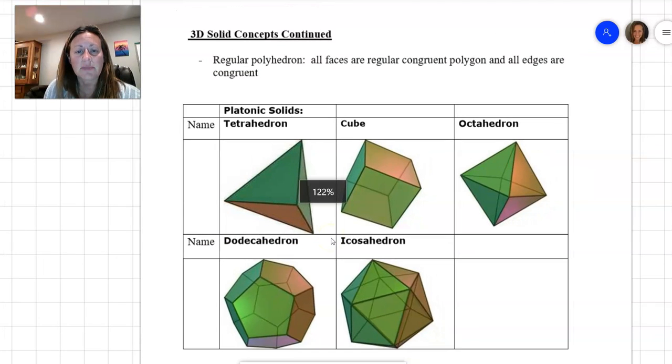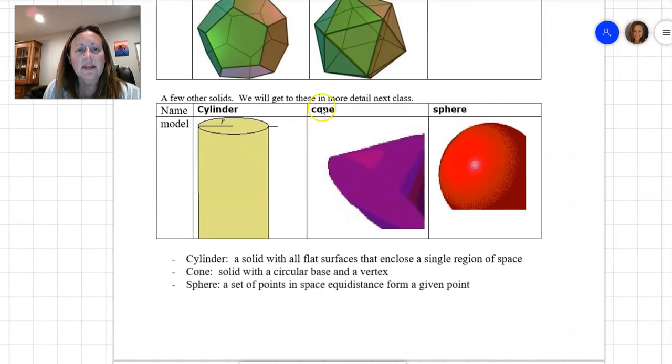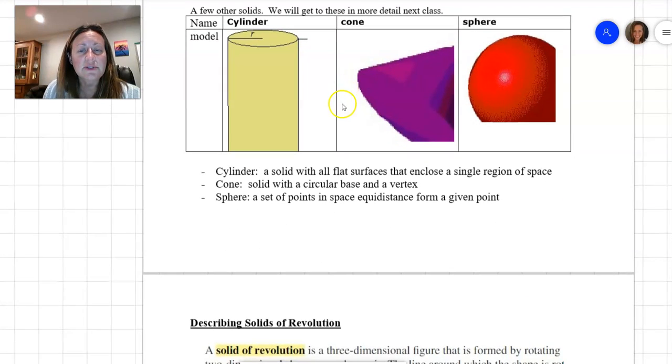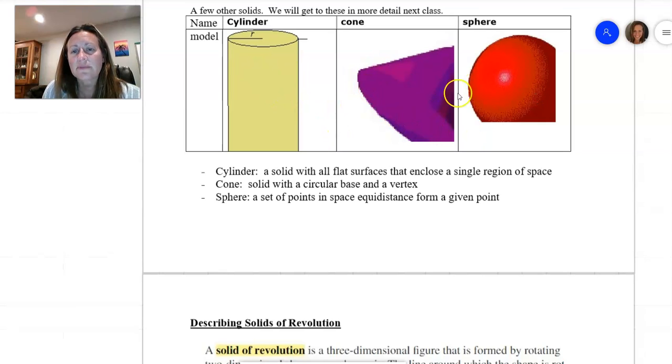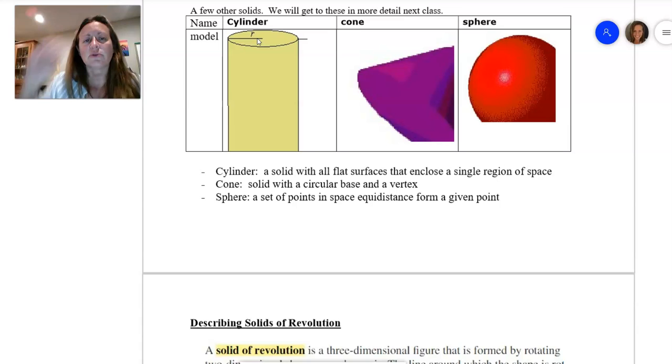Pretty cool shapes. Okay, now there are a few other solids that we didn't get into today, but we will get into them another day. The cylinder, the cone, and the sphere. Okay, a cylinder is very much like a prism because it has those 2 equal congruent bases, but they are circles, they're not polygons. And then they're connected not by rectangles, but by one continuous curved surface that connects the 2 bases. So that's just a different category all by itself.